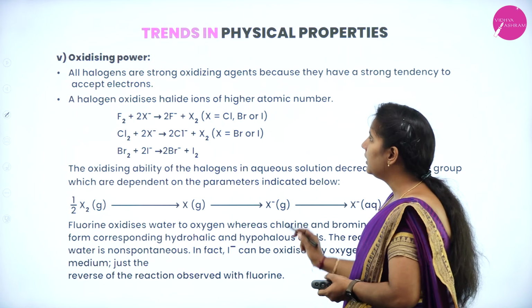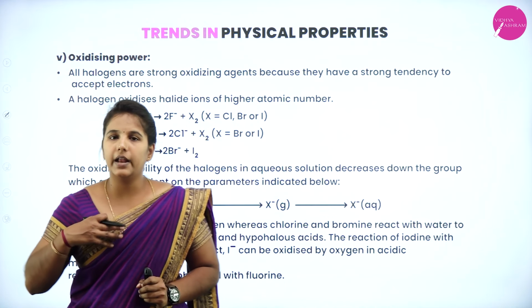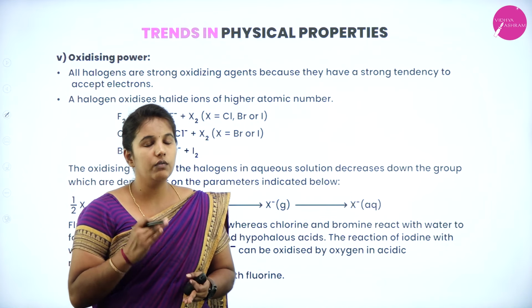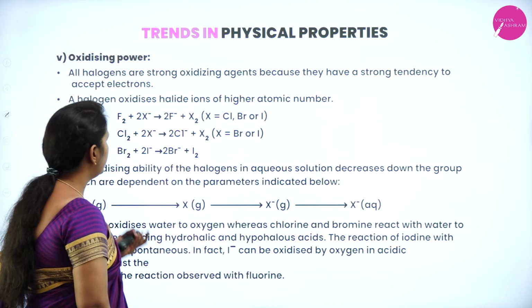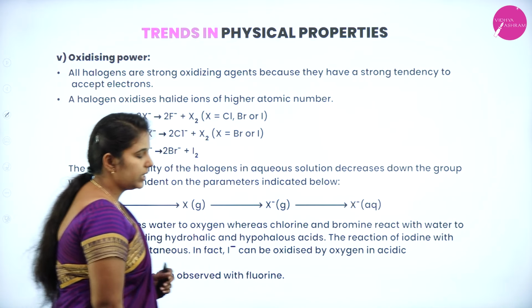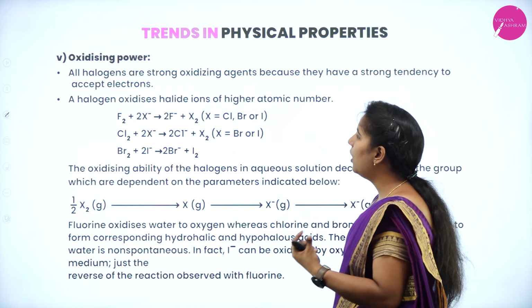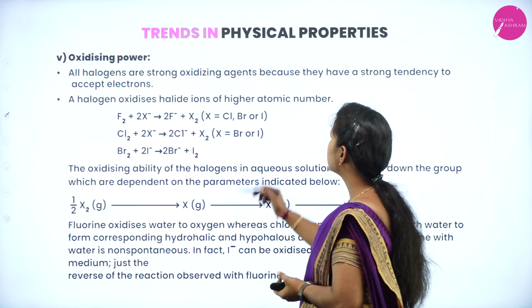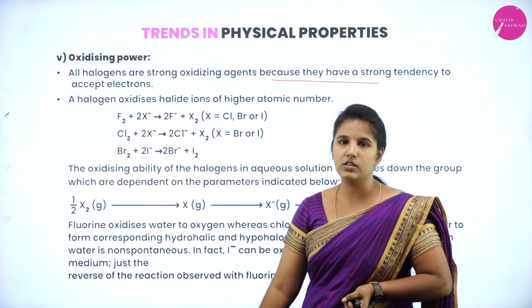Okay, coming to the oxidizing power. We must understand how the halogens have an oxidizing nature. We will see some reactions so that we understand how this oxidizing nature of the halogens can be explained. Okay. All the halogens are strong oxidizing agents because of their strong tendency to accept electrons.